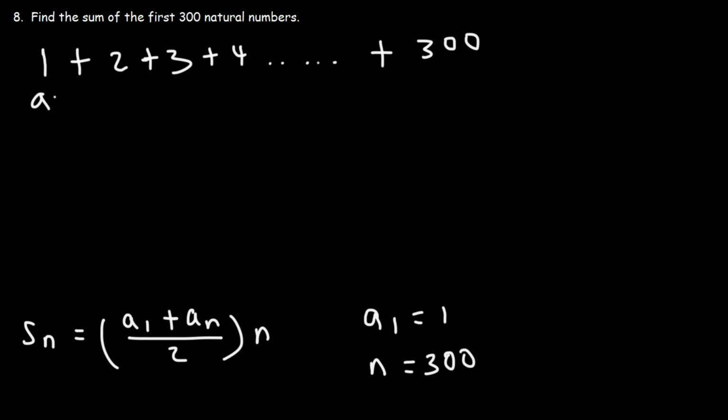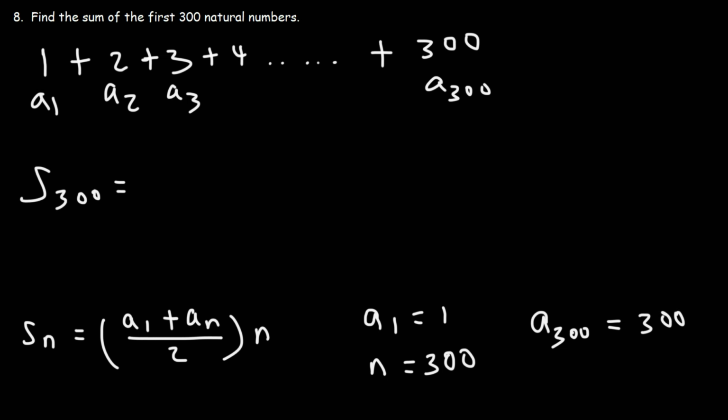If this is the first term, this is the second term, this is the third term, this must be the 300th term. So we know n is 300 and a sub n, or a sub 300, is 300. So we have everything that we need to calculate the sum of the first 300 terms.